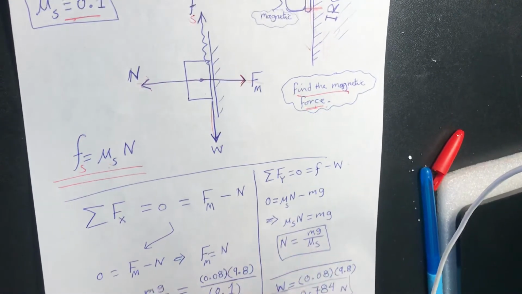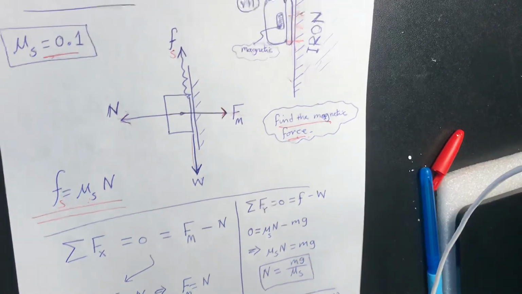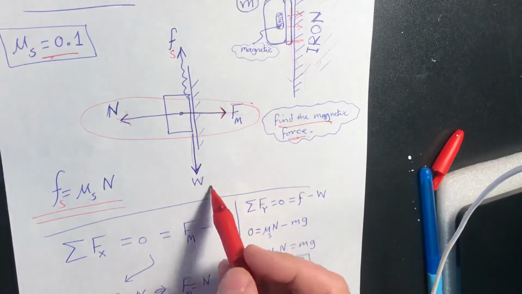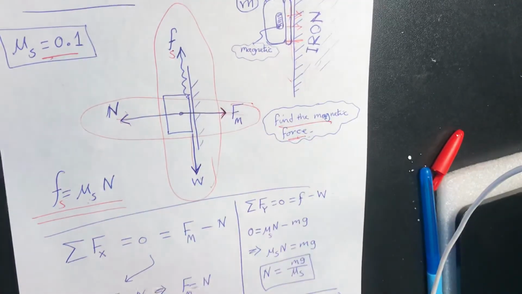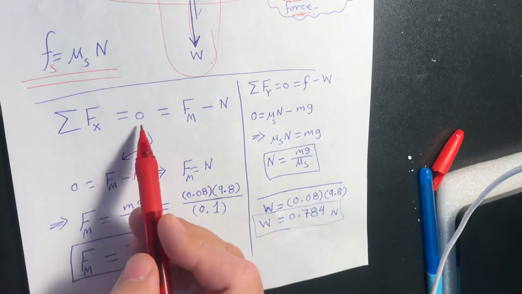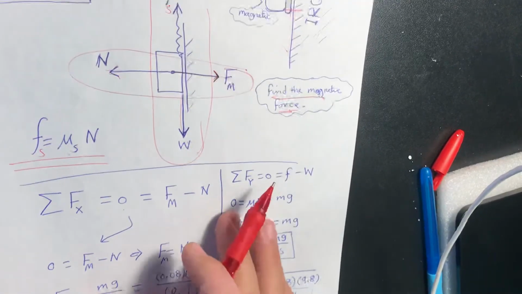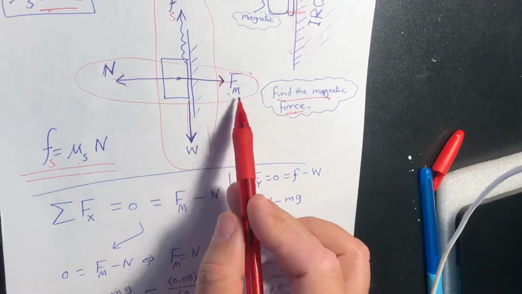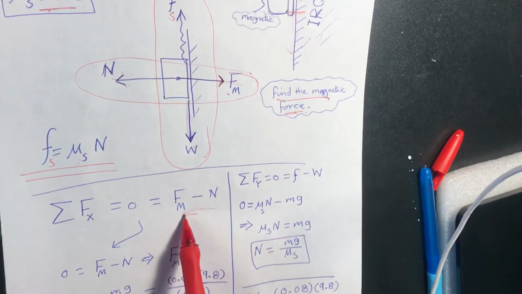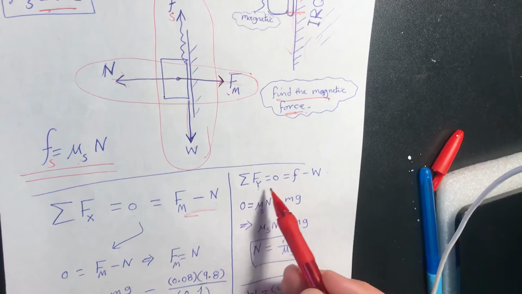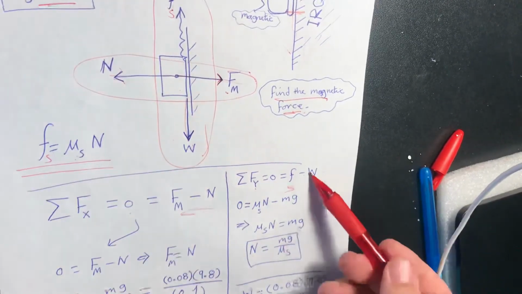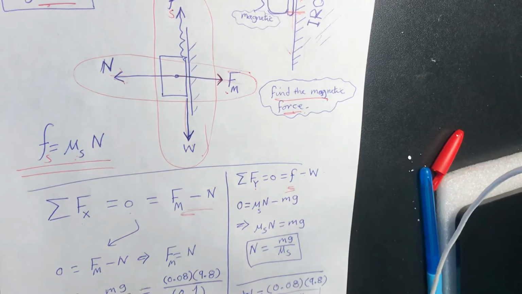Now, at equilibrium, we have total F in x direction equal to 0 and total F in y direction equal to 0. So total F in x direction is equal to 0, which are F magnet minus the normal force. F in y direction, which are the friction force upward and the weight downward. Okay?